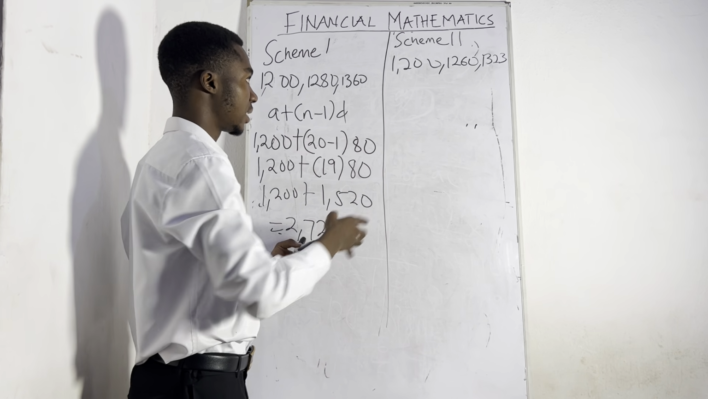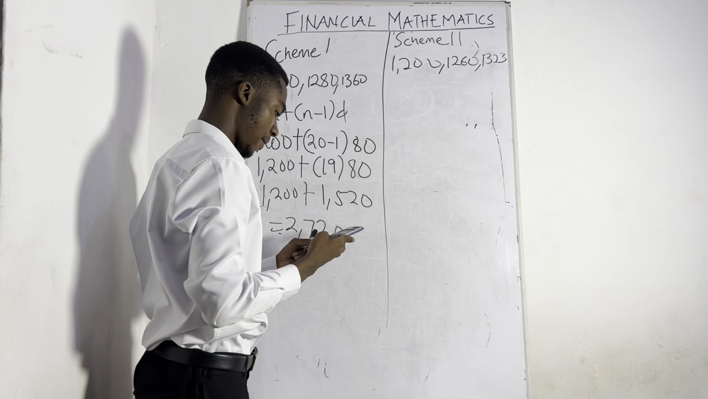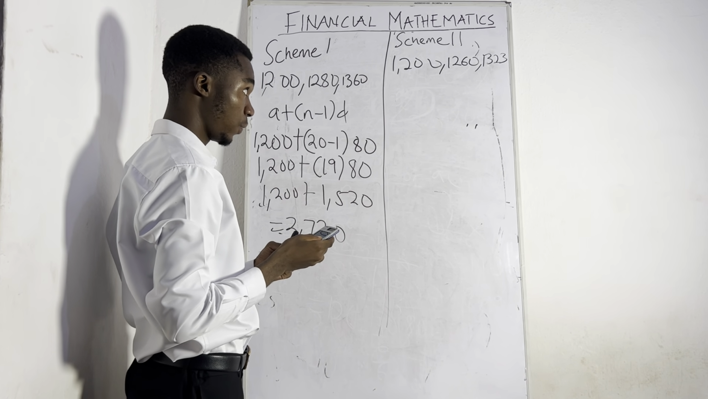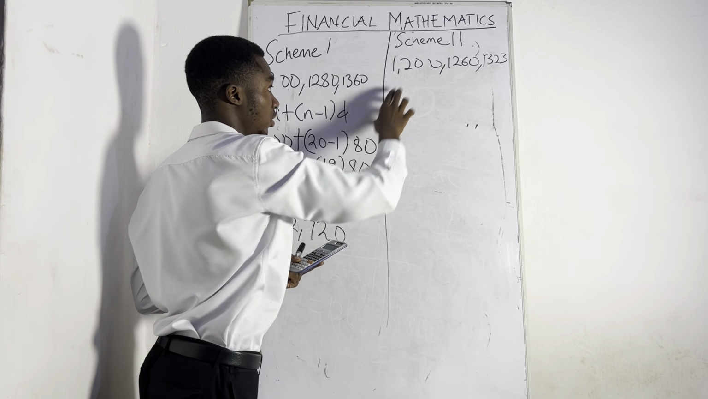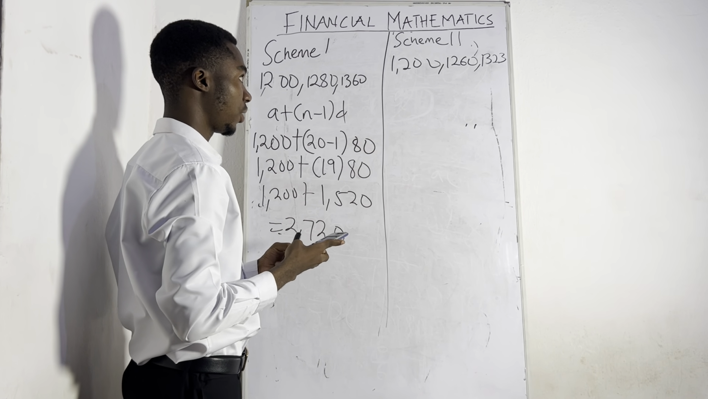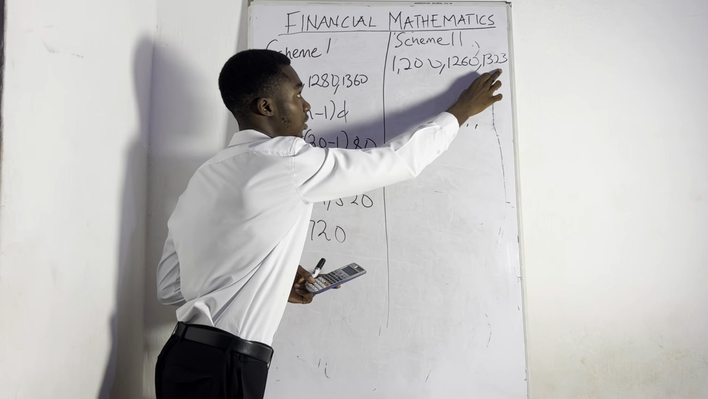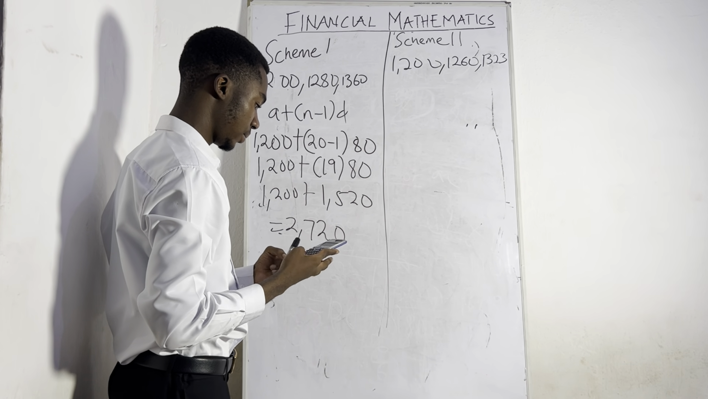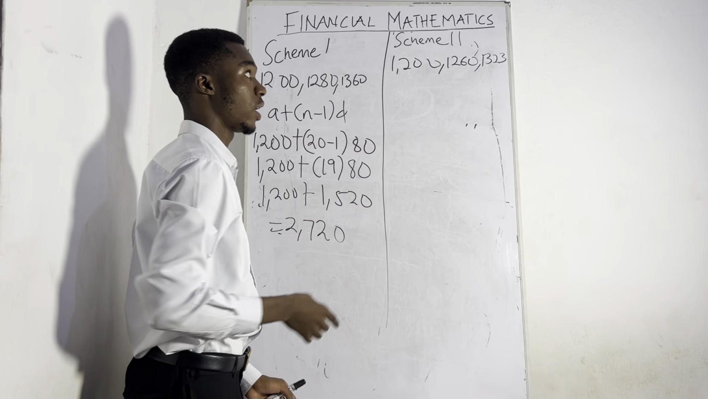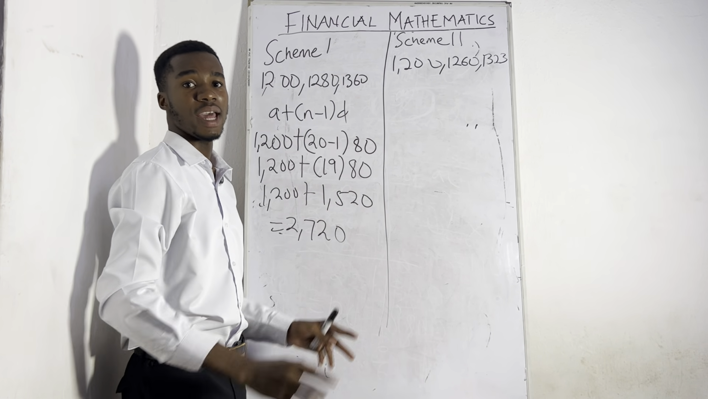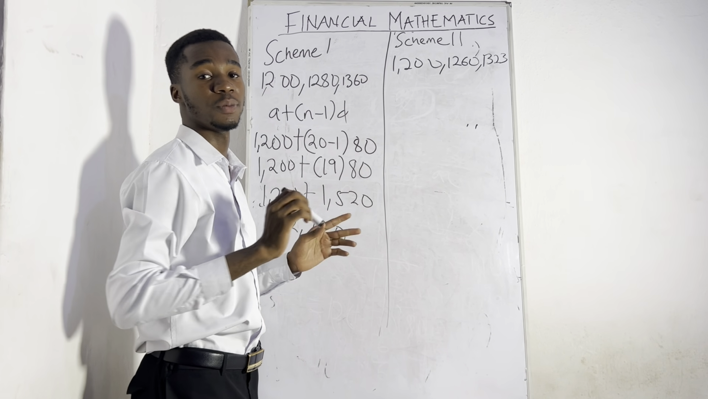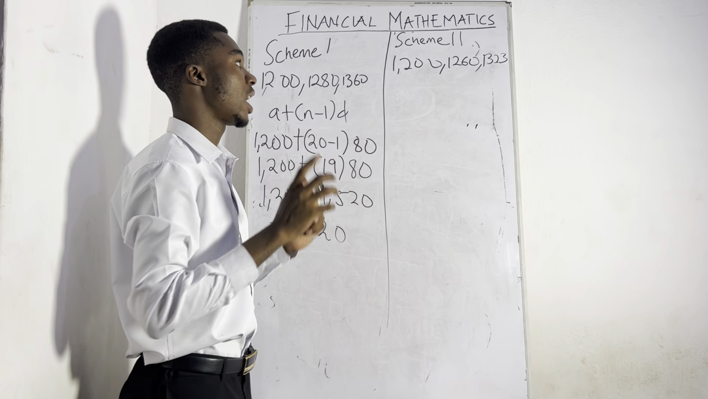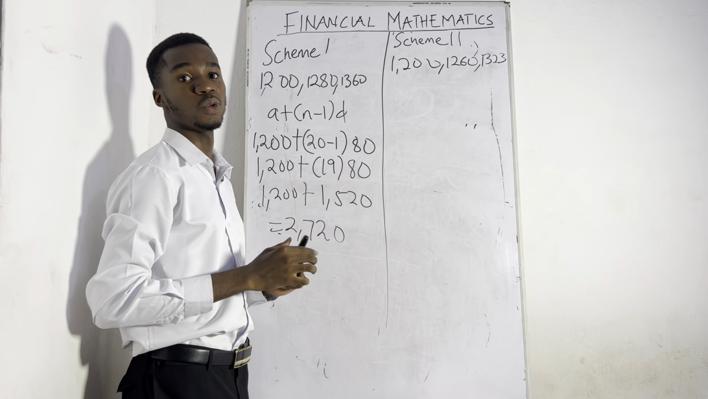So 1260 divided by 1200, you are getting 1.05. Then also 1323 divided by 1260, you're also getting 1.05. So you realize that it has a common ratio. And anytime it has a common ratio, it's a geometric progression. So now that we've identified that scheme 2 is a geometric progression, and we are asked to find the output in week 20, we know the formula for it.